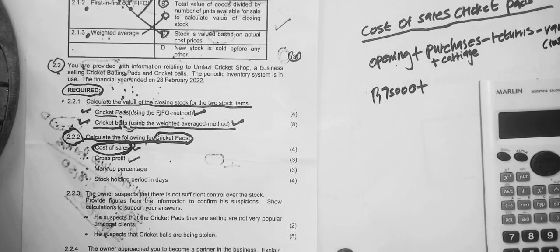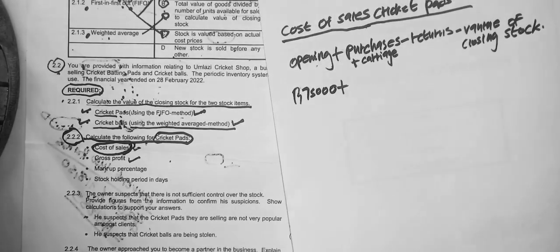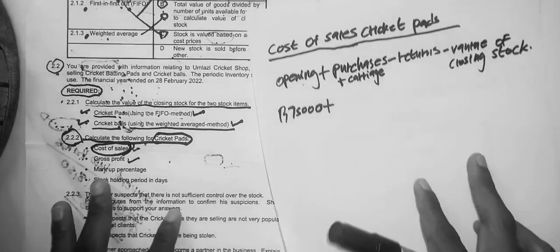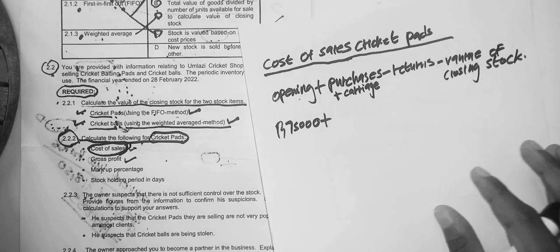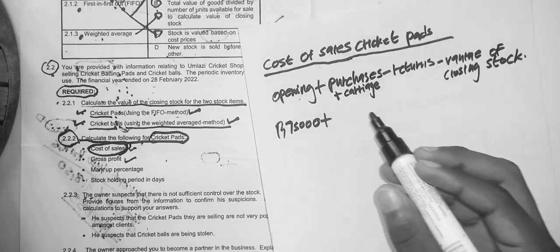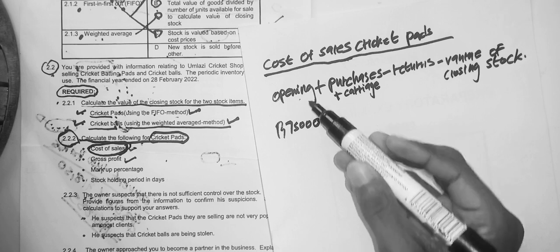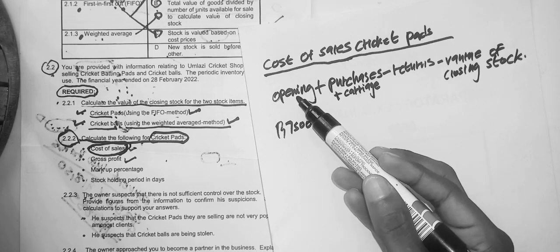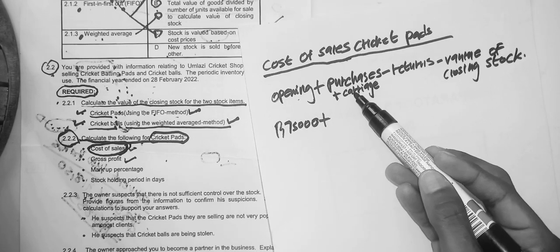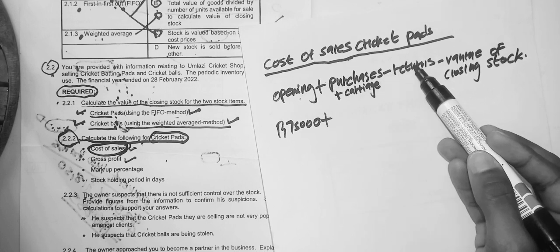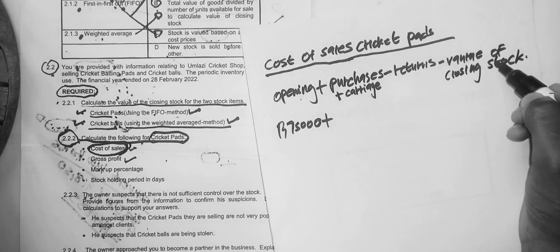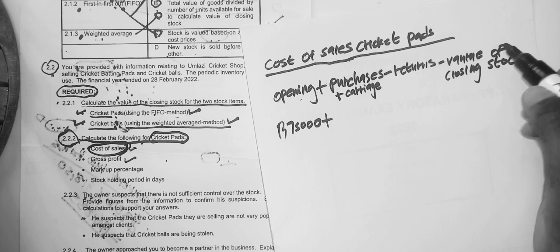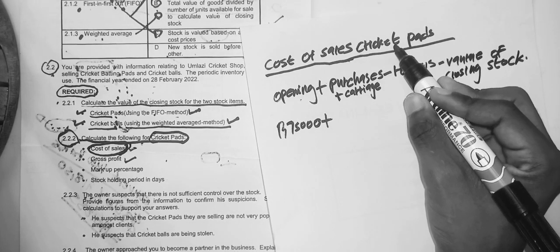I have already written the formula for cost of sales on our right. This will be a very short video because it's not such a challenging thing to calculate cost of sales. The only thing you need to do is familiarize yourself with the formula for cost of sales. It's always the same. So the formula for cost of sales says your opening balance plus your purchases plus your carriage minus your returns minus your value of closing stock. So the value of closing stock is the one which is a bit of a challenge. Not really a challenge because you have to know which method you were using on cricket pets.